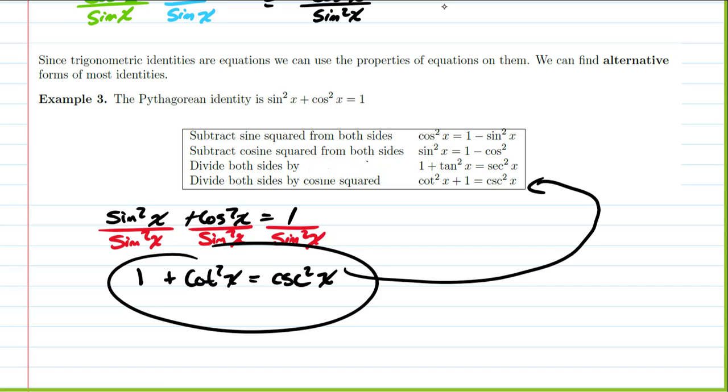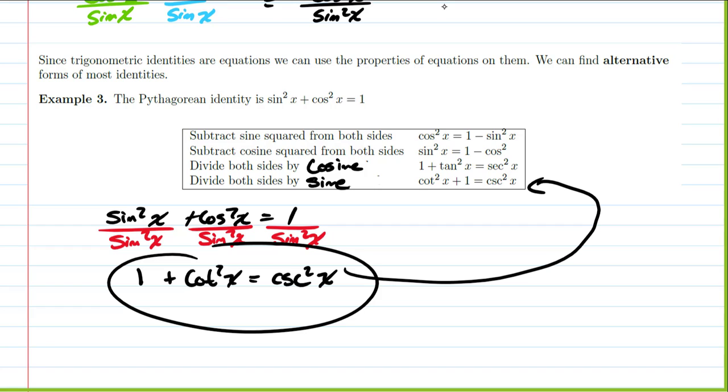In the table, because when we divide by sine, we get cosecant. And this one is cosine. So in that table, I have those bottom two things reversed.